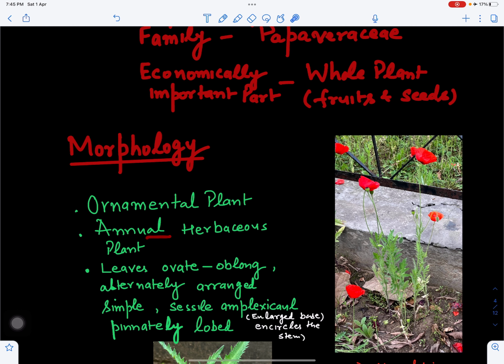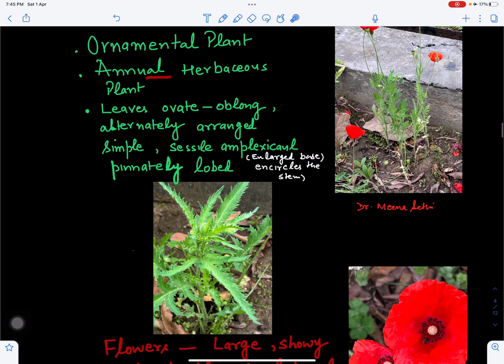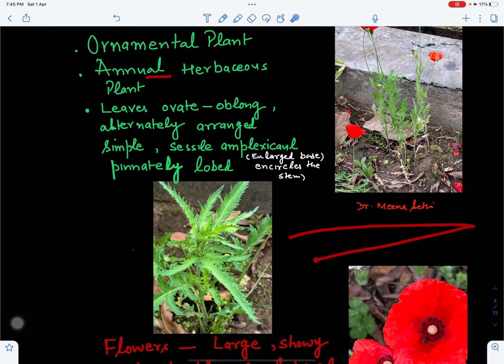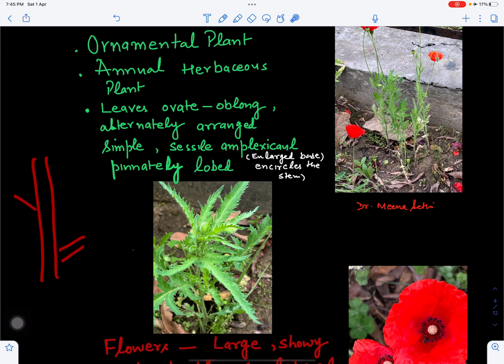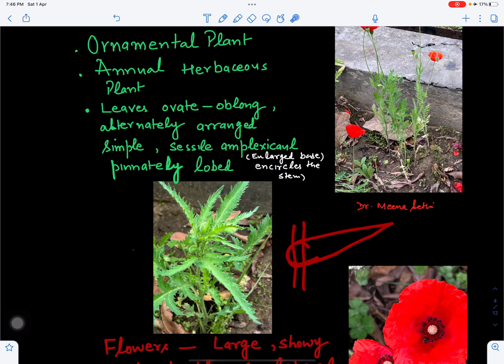So it is annual. And if we see its leaves, they have an ovate or oblong shape, and they show incisions like this, so they are pinnately lobed. They are attached to the stem alternately, so they have alternate arrangement. They arise from the stem directly, so sessile in nature. They are called amplexicaul because when they encircle the stem, the base is broad. So this is amplexicaul. Pinnately lobed. So these are its leaves.